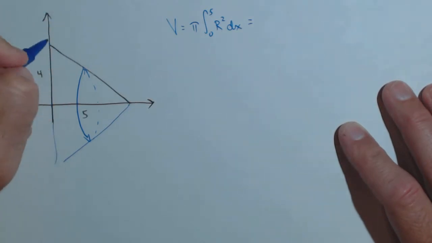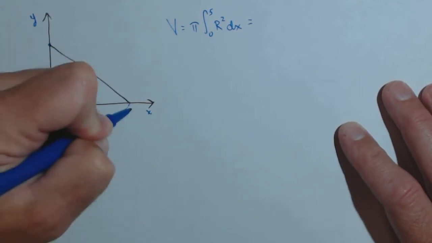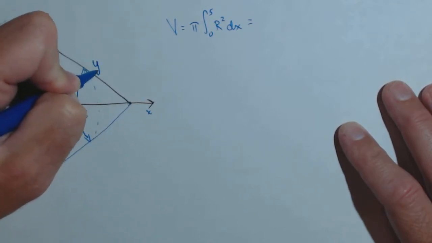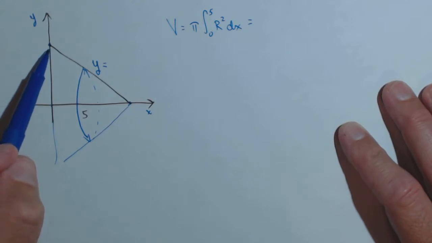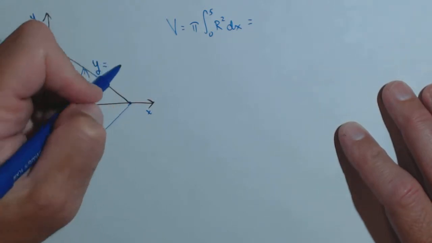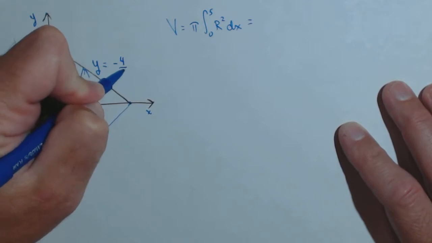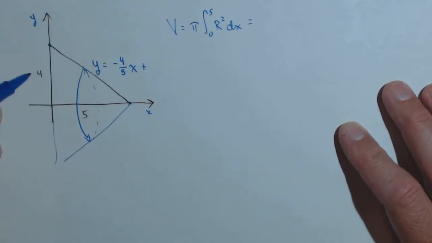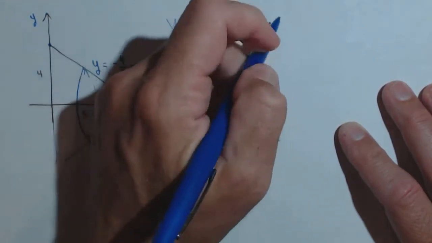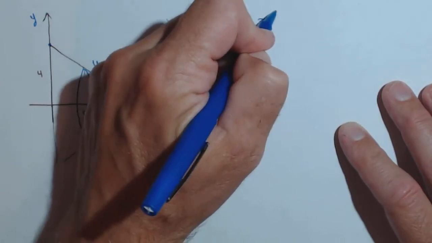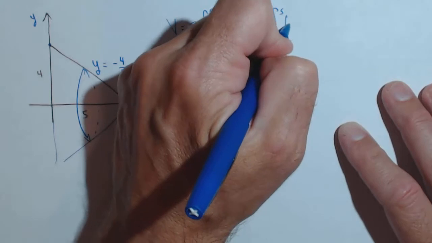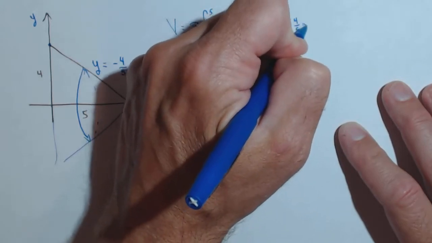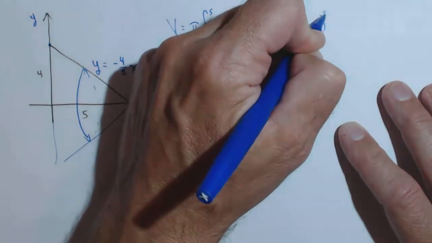where we're at. So if I consider this a y-axis and this the x-axis, I just need the linear function between the two. Notice what happens. This goes down 4 for every 5 it goes over. That means we have a slope of negative 4/5 x and a y-intercept of 4. So our definite integral is going to be 0 to 5 of (negative 4/5 x plus 4) squared dx.